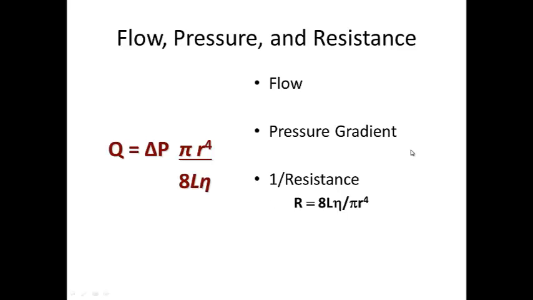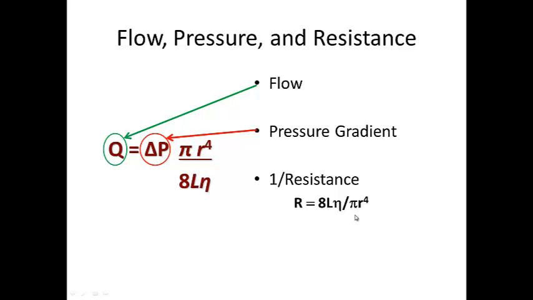So here, to put this all together, we have flow represented by Q. Q is going to be equal to delta P, our change in pressure, and then we're just adding our factor for resistance. So 1 over resistance here is going to be just the opposite of the equation you saw before.